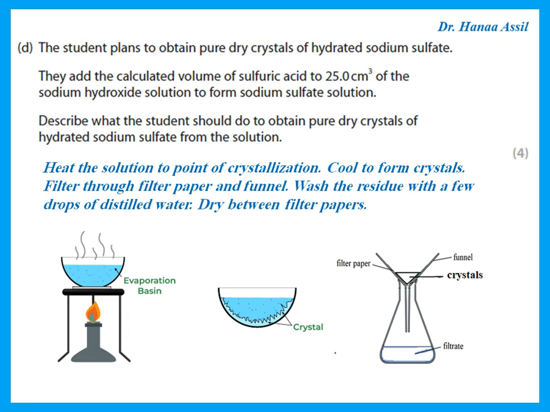Again, the first thing you do, heat the solution to point of crystallization or to evaporate most of the water. Cool to form crystals. Remember, after we heat, we need to cool, then it will form crystals. Then we filter the crystals through filter paper and funnel, so we get the crystals as residue in the funnel. Wash with a few drops of distilled water, and we need it dry. Remember, these are hydrated crystals. I should dry between filter papers, not in an oven, so that we don't lose the water of crystallization.